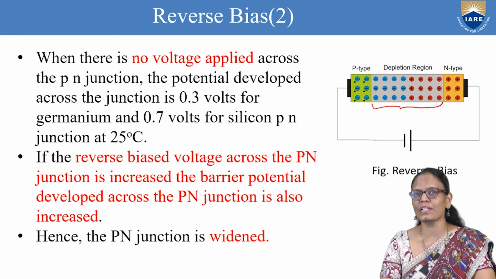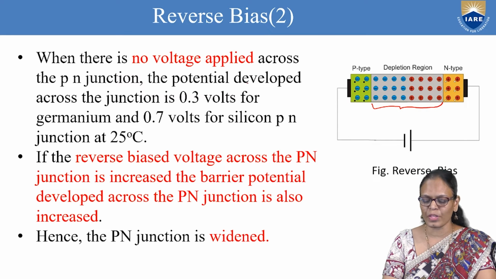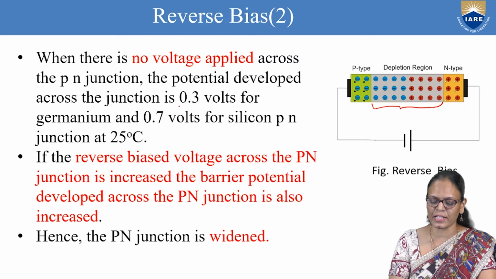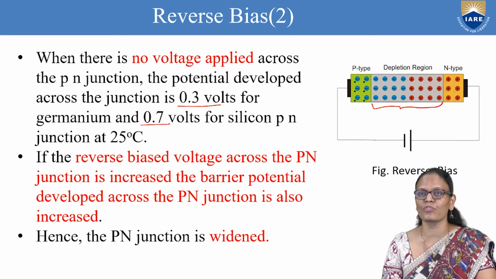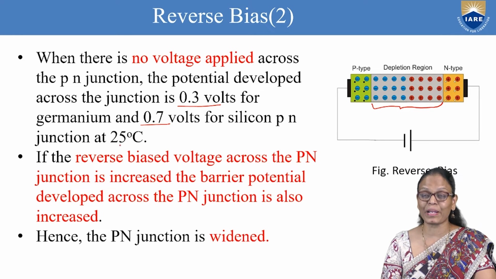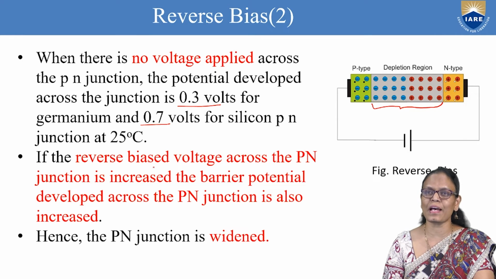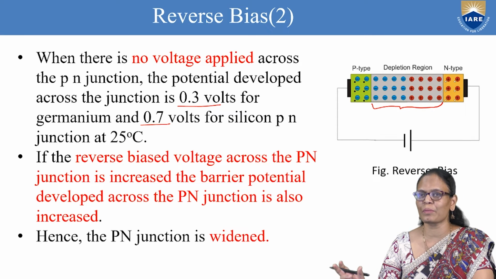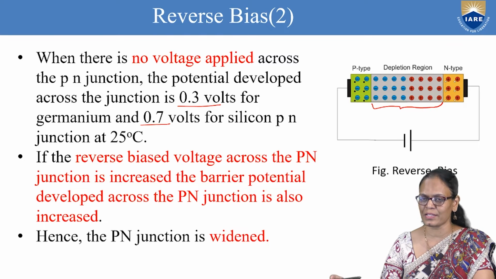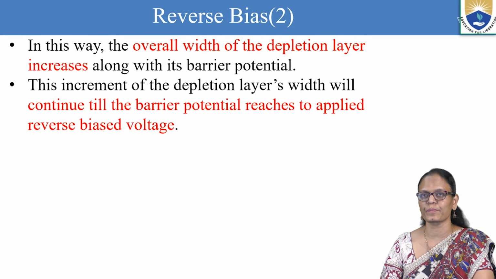Now, when there is no voltage applied across the PN junction, the potential developed across the junction is around 0.3 volt for germanium and 0.7 volt for silicon at a temperature of 25 degrees Celsius. Now, if the reverse bias voltage across the PN junction is increased, the barrier potential developed across the junction also increases. So, as you increase the voltage, the width of the depletion layer goes on increasing. So, the PN junction is widened.